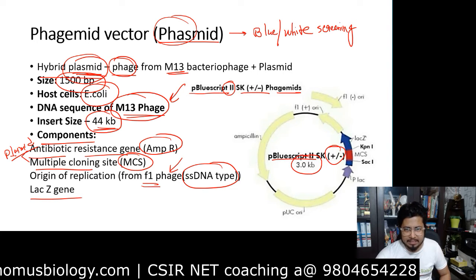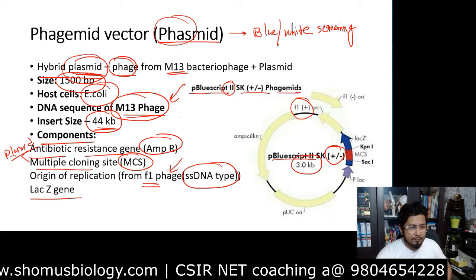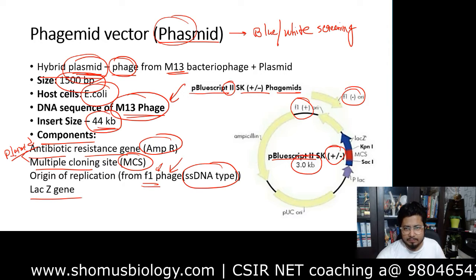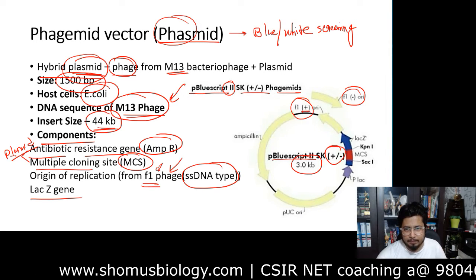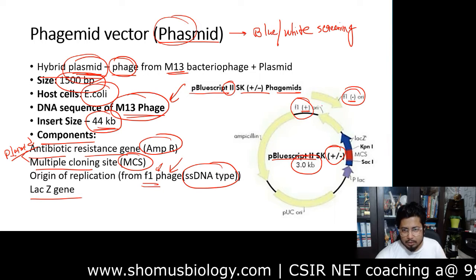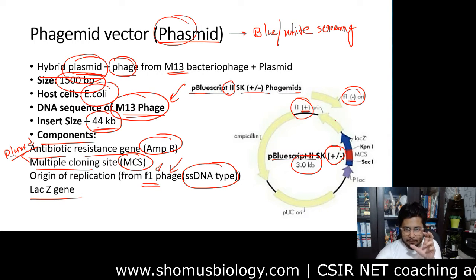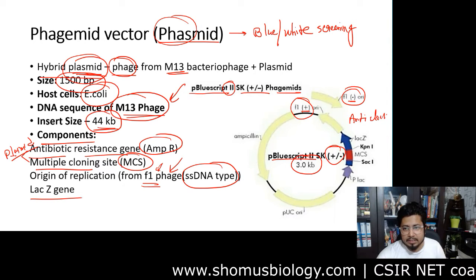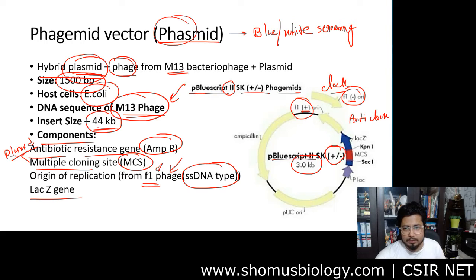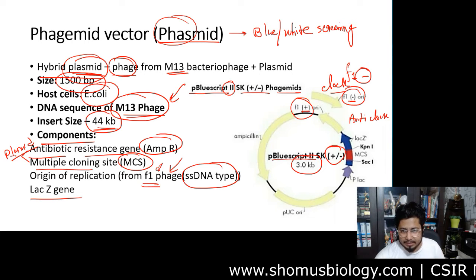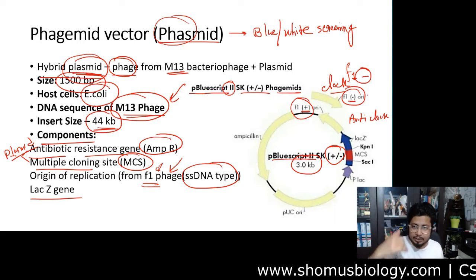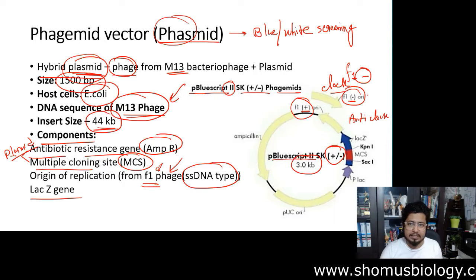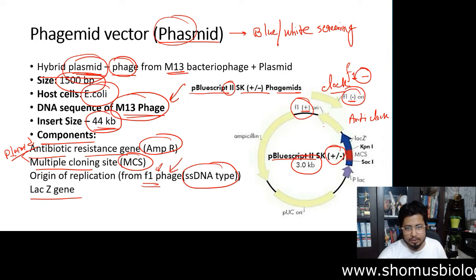Why? Because the plus is for the F1 origin, F1 phage origin. F1 phage carries this origin of replication, so it can be F1 plus and F1 minus. F1 plus is when the origin of replication is placed anti-clockwise, and if it is presented clockwise, we'll term it F1 minus. Remember the origin of replication's direction: if it is clockwise, it is known as F1 minus. If it is anti-clockwise, it will be known as F1 plus origin of replication.